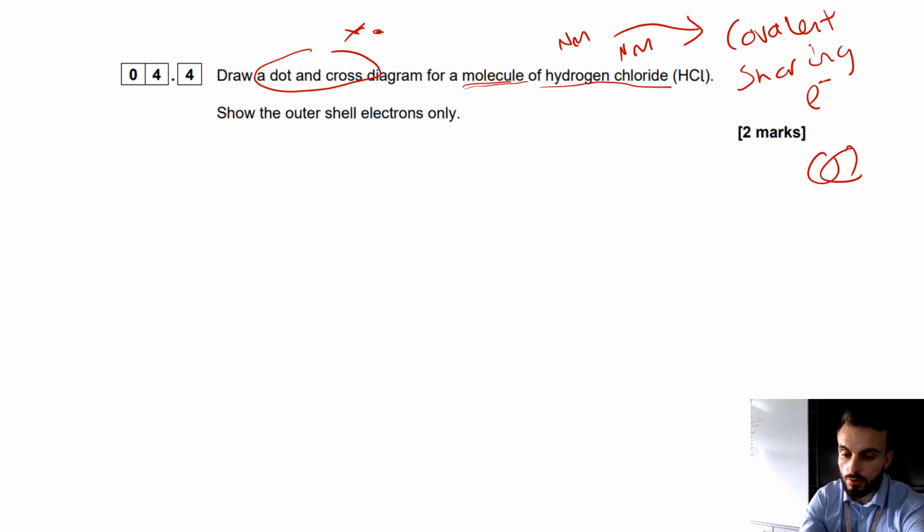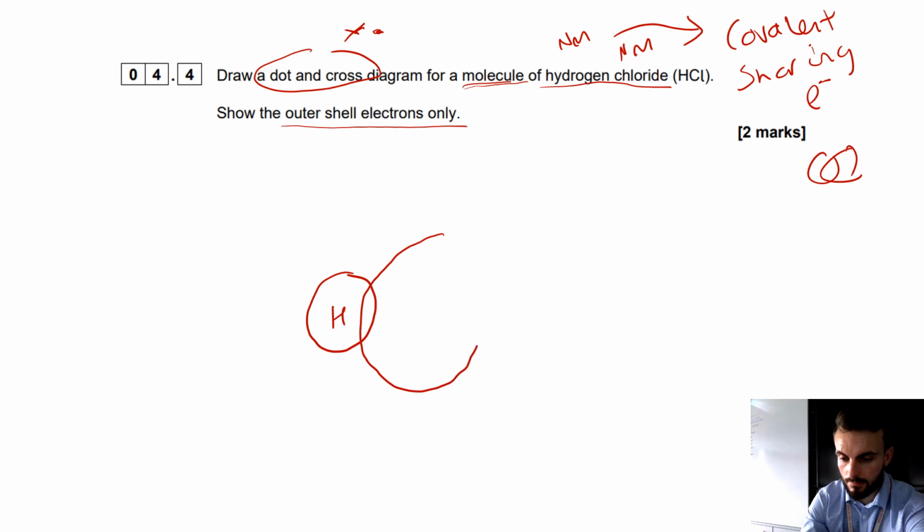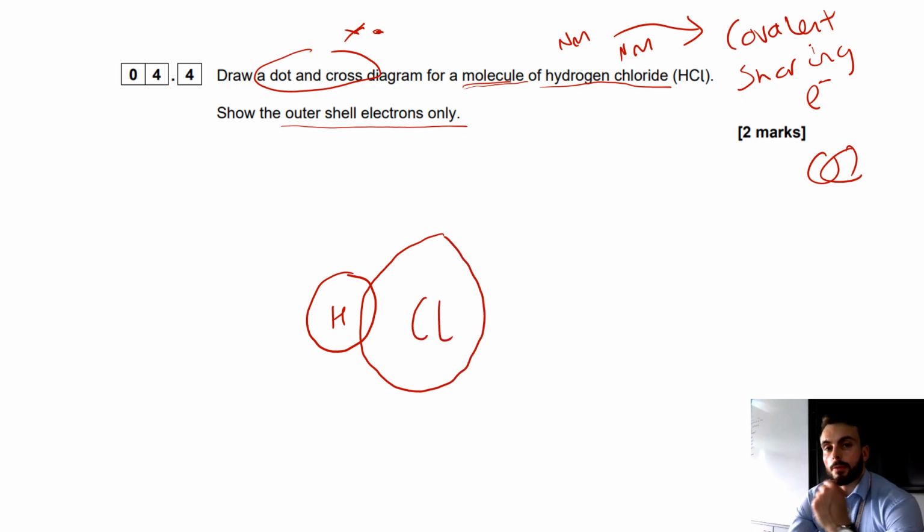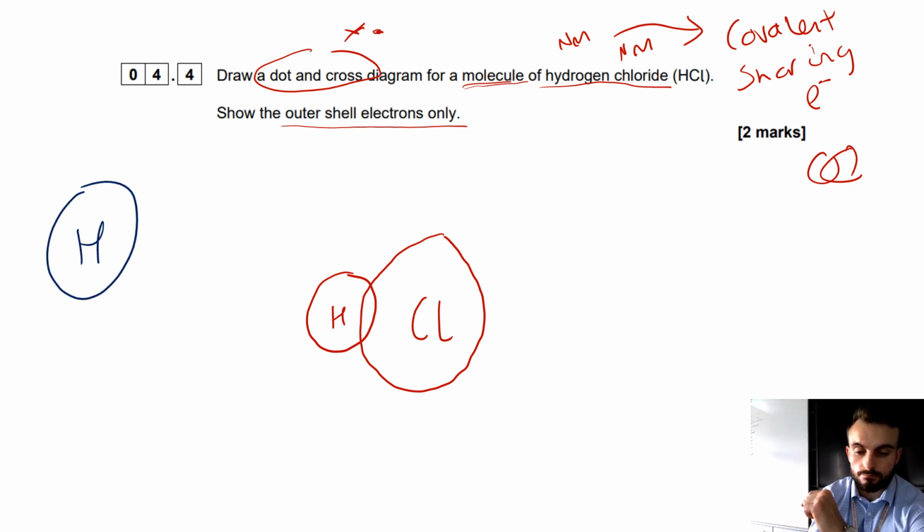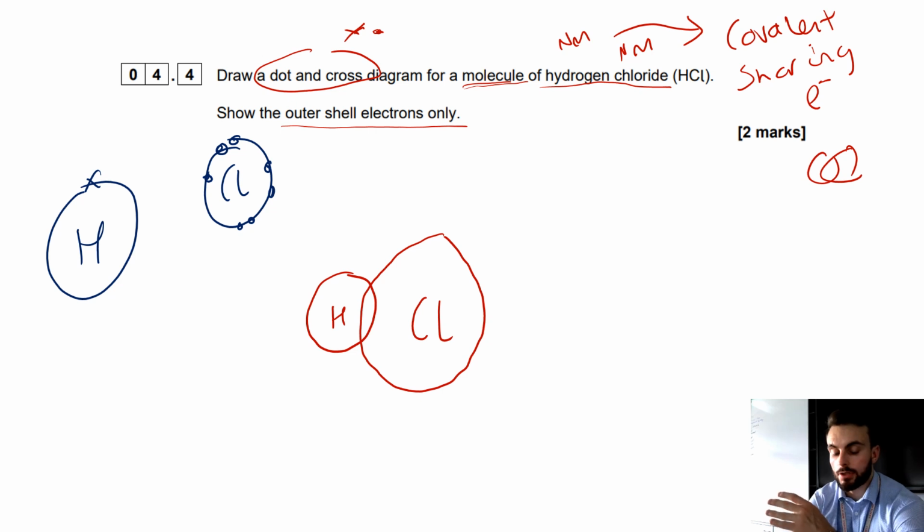So the way we start this, we only need to draw the outer shell electrons. So I'm going to draw a circle to put hydrogen in. I'm going to do chlorine a bit bigger because chlorine's a bigger atom. And then we first off, I'll change the colour for this. We think about how many electrons does hydrogen have to start with? 1. How many does chlorine have in its outer shell to start with? 7. Right? How many electrons does each one need to gain to get a full shell? They both need to gain 1. So what they're going to do is they're both going to share 1 pair of electrons.